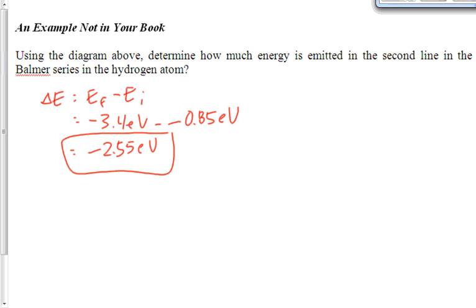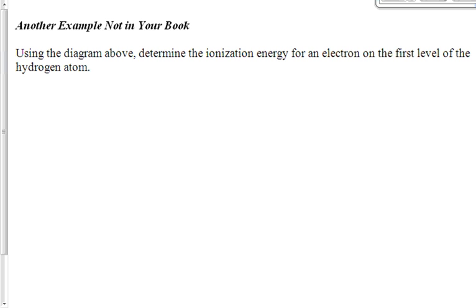Let's try another one. This one says using the diagram, determine the ionization energy for an electron on the first level of the hydrogen atom. Hey, what's that mean? Ionization energy. What does it mean to ionize something? Yeah, for the electron to leave the atom. So how much energy is required to get the electron from here to here?